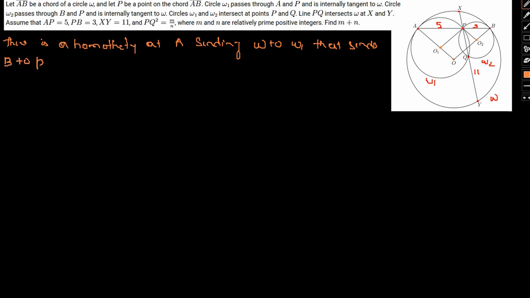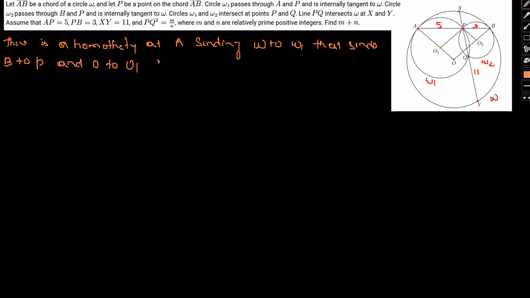Assume O1 is the center of W1, O2 is the center of W2, and O is the center of the circle W. Now there is basically a homothety at A sending W to W1 that sends B to P and O to O1.